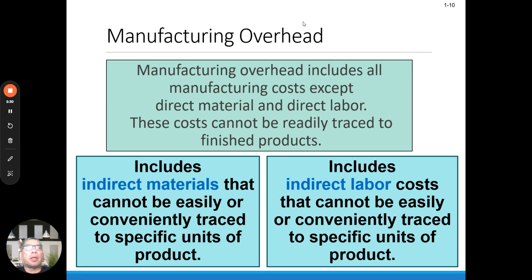Manufacturing overhead. Manufacturing overhead includes all the manufacturing costs except direct materials and direct labor. These costs cannot be readily traced to finished products. Examples include indirect materials, which cannot be easily or conveniently traced to a specific unit of a product. It includes indirect labor, costs that cannot be easily or conveniently traced to a specific unit of product.